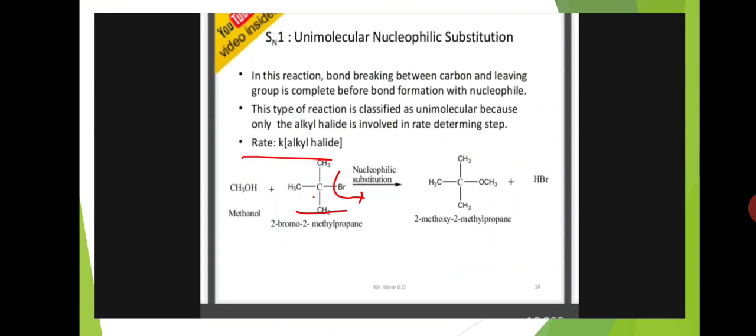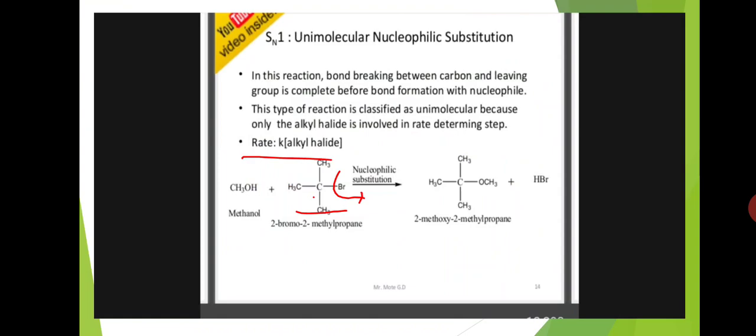The SN1 reaction is the unimolecular nucleophilic substitution. In this reaction, bond breaking between carbon and the leaving group is completed before bond formation with the nucleophile. The SN1 reaction generally has two steps, as we have already discussed. In the first step, the alkyl halide loses the halogen and forms a carbonium ion, so bond breaking occurs first.